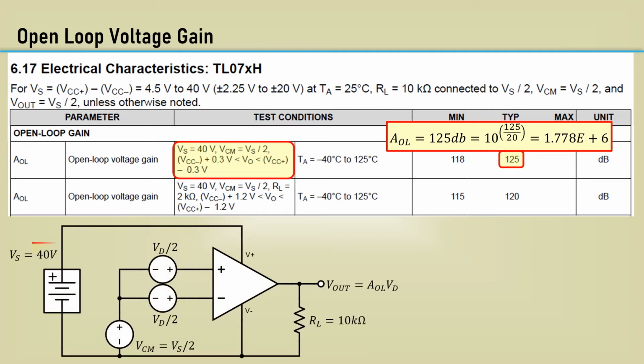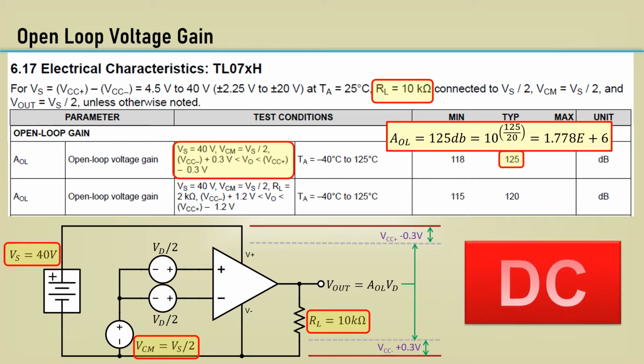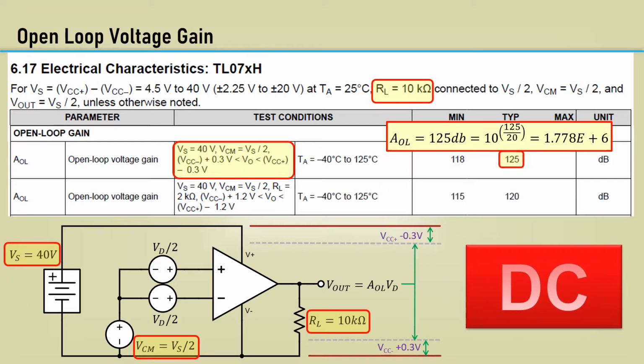The voltage supply is 40 volts. The common mode voltage is centered at half the supply voltage. The load resistance is 10K. And the output voltage is within 0.3 of a volt within the rails. The main takeaway is this is only at DC or near DC.